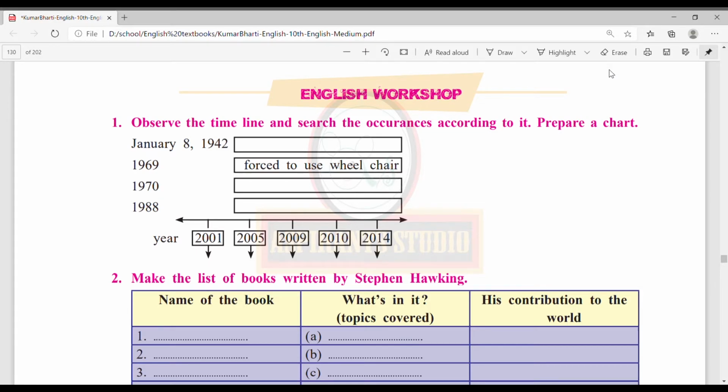2001: Published The Universe in a Nutshell. 2005: Authored A Briefer History of Time. 2009: Hawking failed to appear at a conference in Arizona because of a chest infection. 2010: Hawking spoke against the idea that God would have created the world. 2014: The film The Theory of Everything is released.